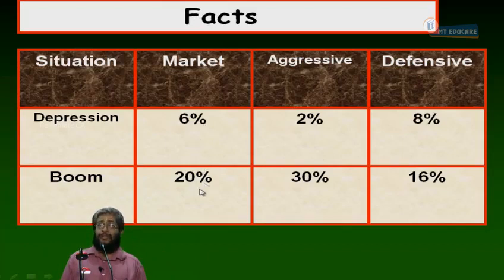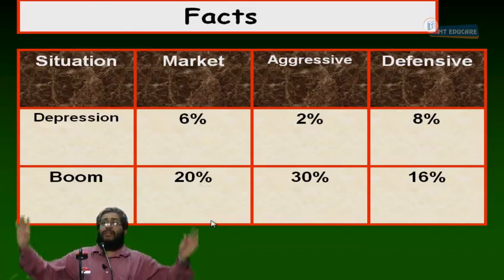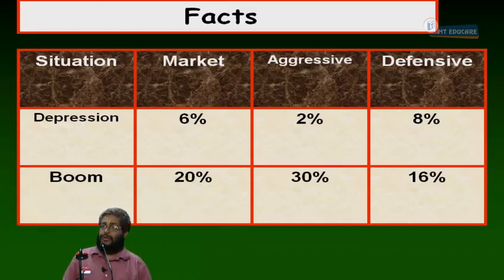Market return moves from 6 to 20, that is 14%, as the economic scenario changes from depression to boom. When the market moves by 14%, the aggressive share moves by 28%. Is aggressive having the same risk as the market? It is riskier than the market, two times. The beta is equal to two.